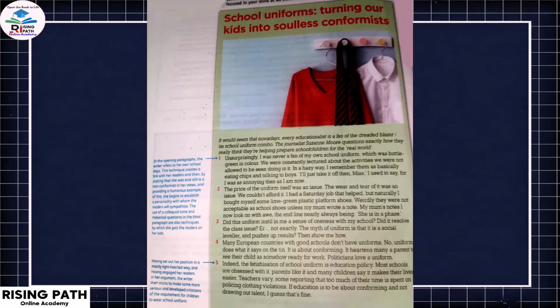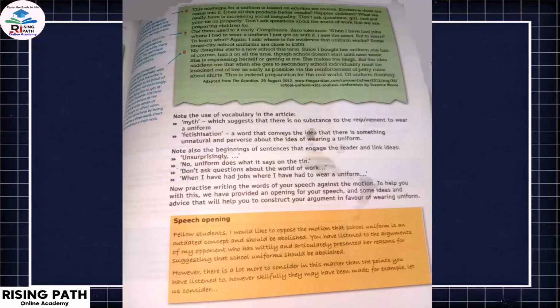Today's lecture, we are going to attempt a question of speech writing taken from the new Cambridge endorsed book for O-level English language students for examination from 2024. The page is 154 and 155. The text is School Uniforms Turning Our Kids into Soulless Conformists. So we have the exercise 2 on page 153. That is, read the text School Uniforms Turning Our Kids into Soulless Conformists by Suzanne Moore.